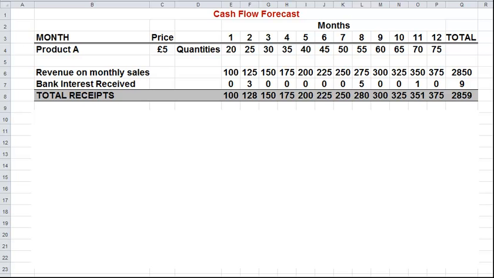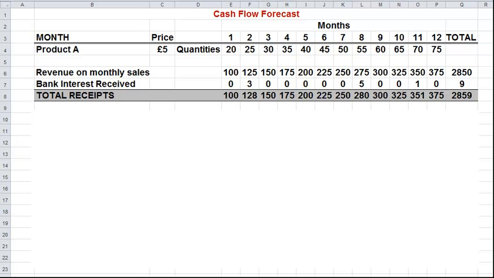Let's take this just as a very simple way of looking at it. Now let's say we have a cash flow statement over a 12-month period, and we're dealing here with product A. So for some company, they make a product which is called A, and they sell this product on the market for £5. Very simple, straightforward. And for each of the 12 months, we have the number of product A that's sold. So in month 1, they sold 20.